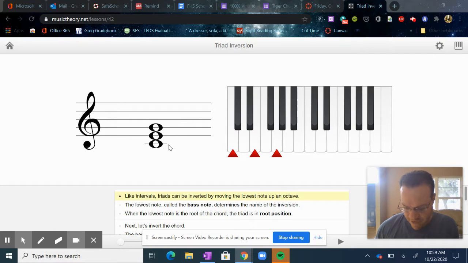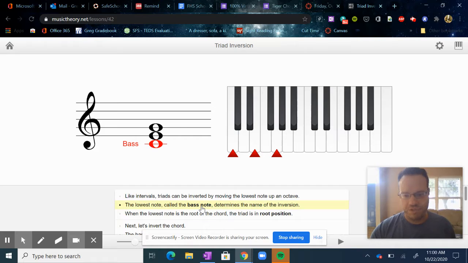So in a C triad that is in root position, meaning three consecutive lines constructed in thirds, the C is on the bottom. So the C is the bass note and the C is the root. If you were in C major, that would also be the tonic of the scale. So we call that lowest note the bass note, and like I said, we also call it the root in root position.